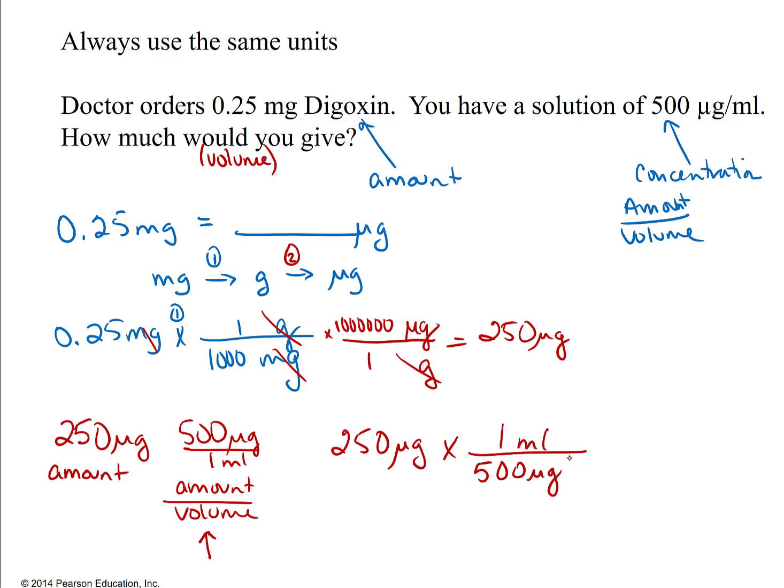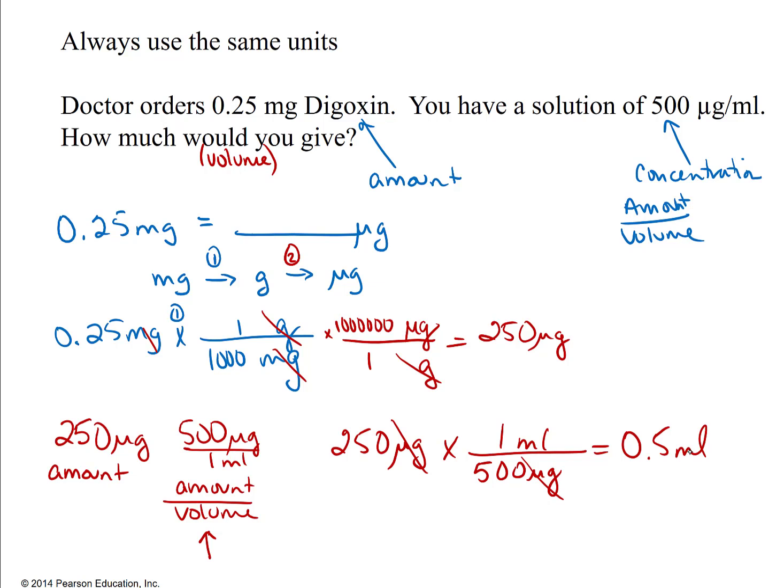So I have volume over amount instead of amount over volume. Still the same as what's in the directions. But then notice micrograms and micrograms cancel. So 250 divided by 500 is 0.5. So that'll tell you the milliliters. So kind of following along with units, getting units to cancel can allow you to figure out dosage calculations.